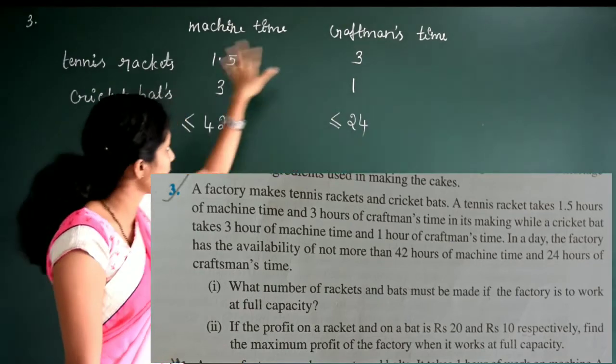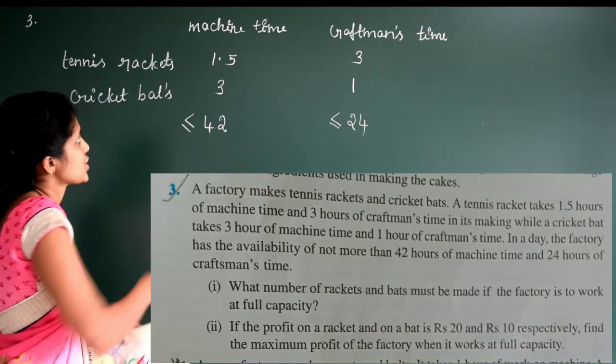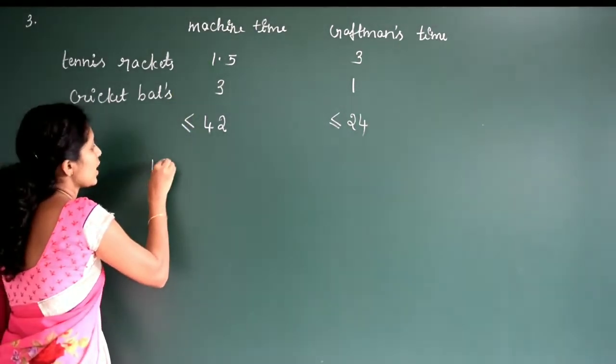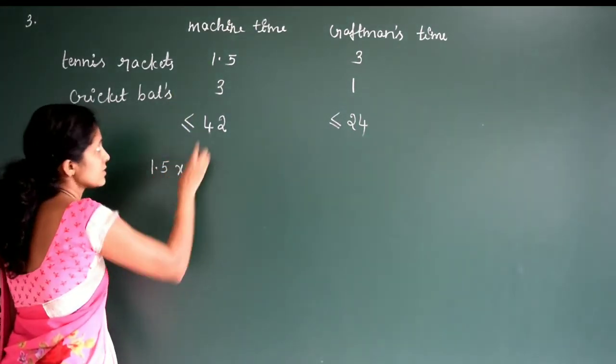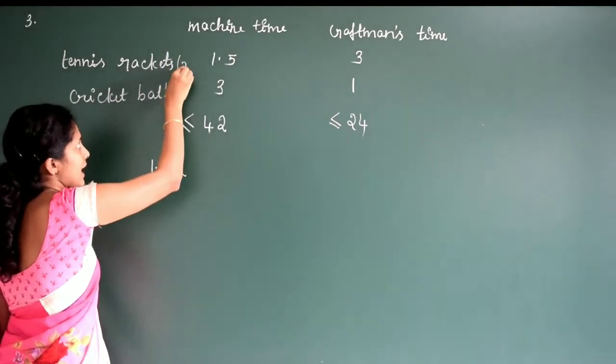Is it clear? Now by using this, we can make our equation. What are the equations now? 1.5x, right? So we will consider this as x. Is it clear?